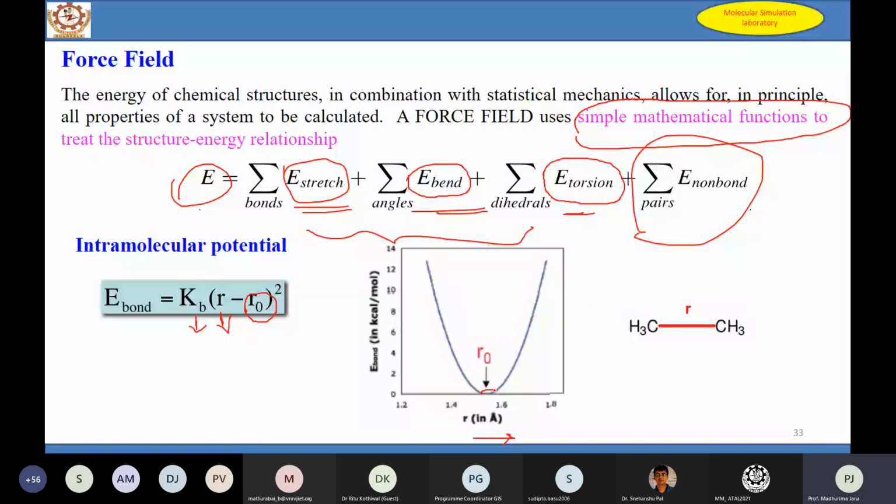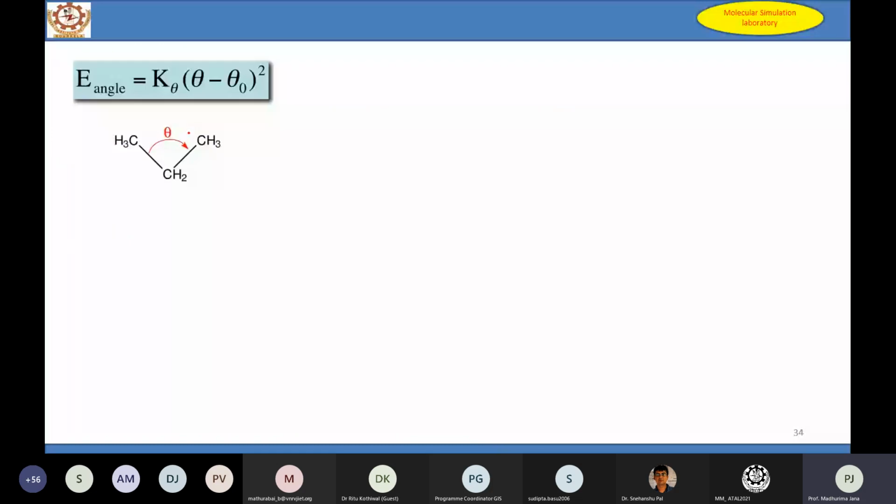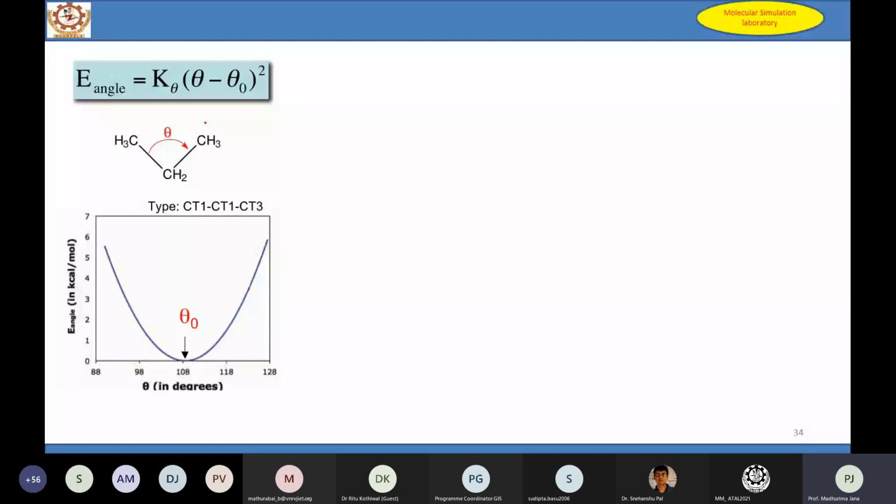So this is the bond stretch, and next is the angle bend. This is also very similar to the bond stretch expression. Here the angle is going to change, this is the equilibrium bond angle, this is the instantaneous angle, and this is the corresponding force constant. Since it is a simple harmonic oscillator model, you can expect the result to look like this only.